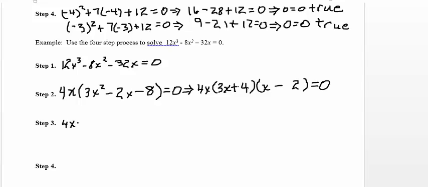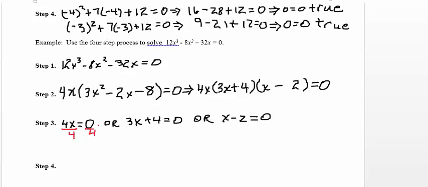So 4x equals 0, or 3x plus 4 equals 0, or x minus 2 equals 0. And so I solve each of these. The first equation, I need to divide both sides by 4. Second equation, I'll subtract 4 from both sides of the equation. Third equation, I'll add 2 to both sides.